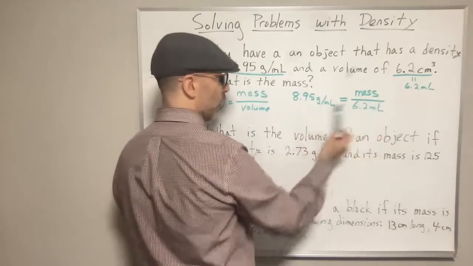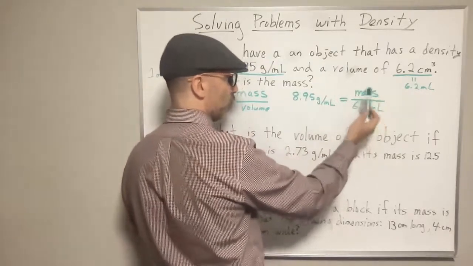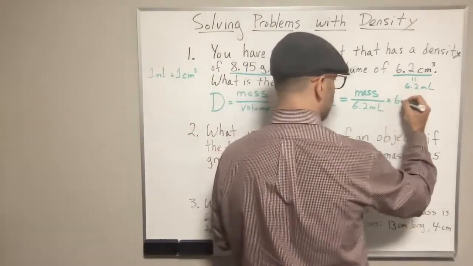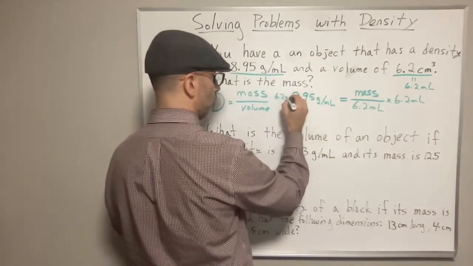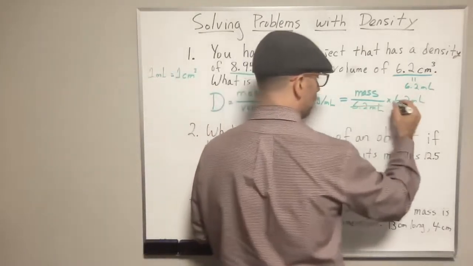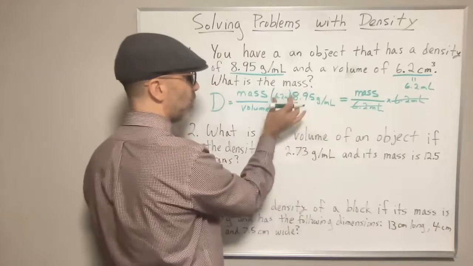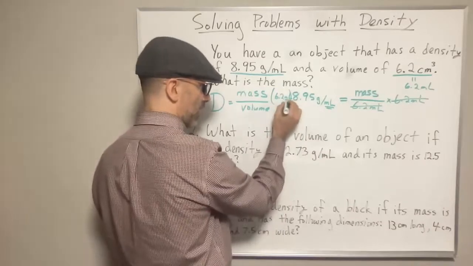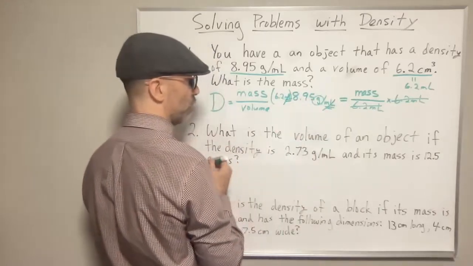And now we can solve for mass. We use our algebra, so we want to get mass by itself. Here I have 6.2 milliliters on the bottom, so I'm going to have to multiply both sides by 6.2 milliliters. That cancels out over here, so I have mass by itself. The mass is equal to the density multiplied by the volume. Notice I have a volume unit on the bottom here and on the top there, so that cancels out, leaving me with grams. So my unit is grams.